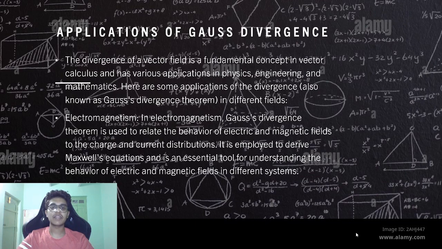So Gauss divergence of a vector field is a fundamental concept in vector calculus, and it has various applications in physics, engineering as well as mathematics. Here are just some of the applications of the Gauss divergence theorem in different fields. The first one being electromagnetism. In electromagnetism, Gauss's divergence theorem is used to relate the behavior of an electric and magnetic field to the charge as well as the current distribution. It is employed to derive Maxwell's equations and is an essential tool for understanding the behavior of electric as well as magnetic fields in different systems.